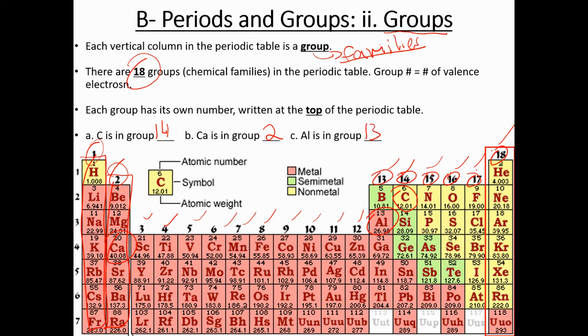Now, the neat thing about the group number is that they tell you the number of valence electrons. This should say electrons there. So this is electrons.